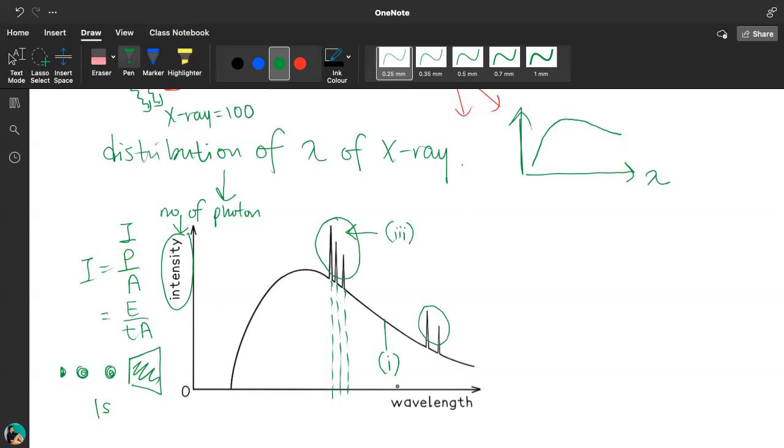Okay, one more very important one is the minimum wavelength produced. This minimum wavelength, we call it the cutoff wavelength. Now, minimum wavelength corresponds to maximum energy. That means this photon is the one that has the maximum energy. Shortest wavelength, okay? How is this produced?